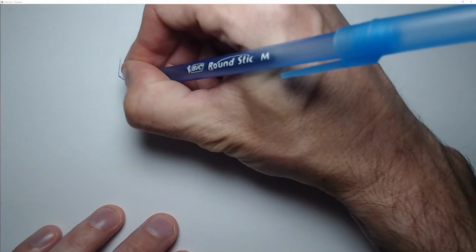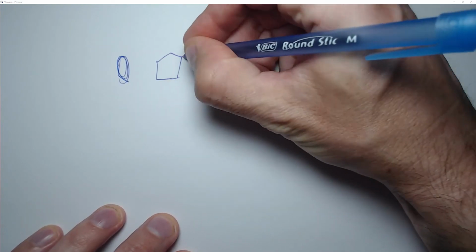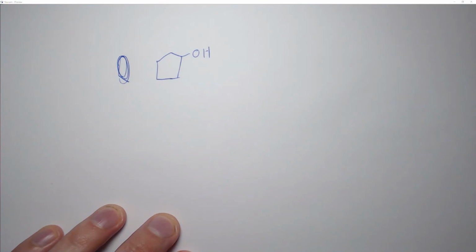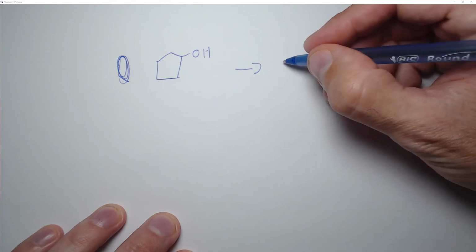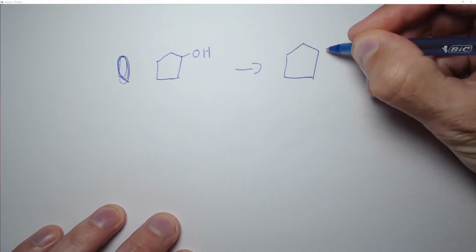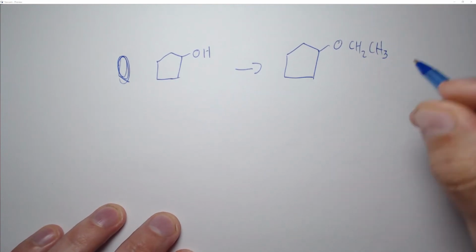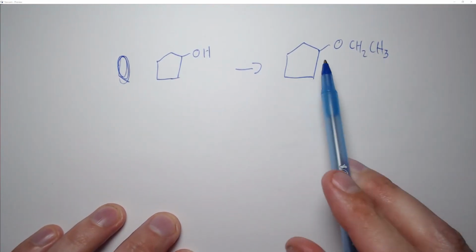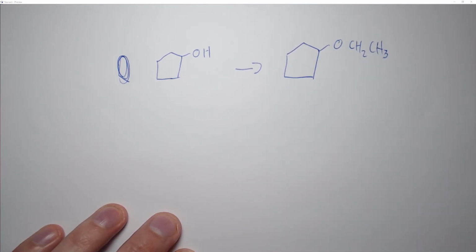So in this last section, we're going to look at a few examples where we do multi-step synthesis. So let's say we start with cyclopentanol. And at the end of the day, we want to make an ether with an ethyl group here. So an asymmetric ether, if you will, because we have a cyclopentane group on one side and an ethyl group on the other side.